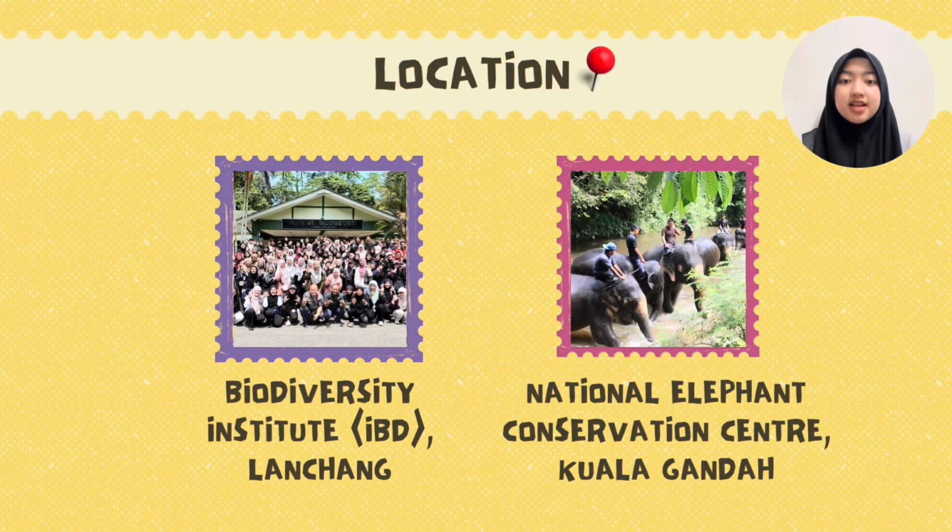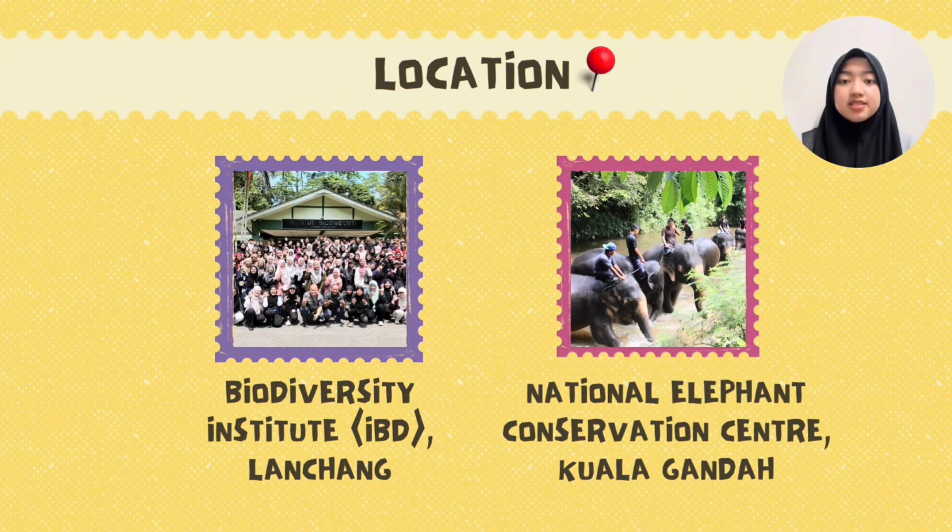The first place is Lancang Biodiversity Institute. It is a conservation and research centre located in Pahang, Malaysia. It plays a key role in protecting the country's rich biodiversity through various research, breeding and conservation programs. The institute focuses on endangered species like the Malayan tiger.